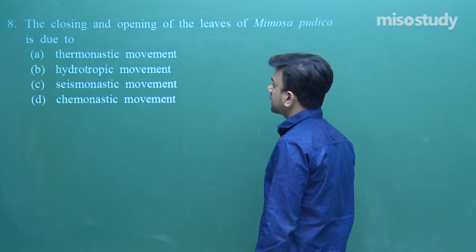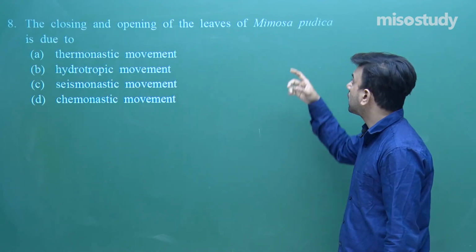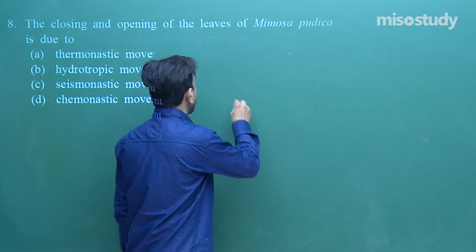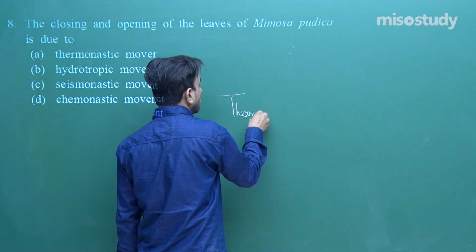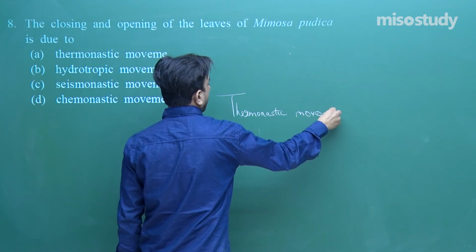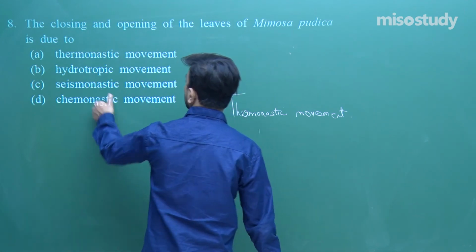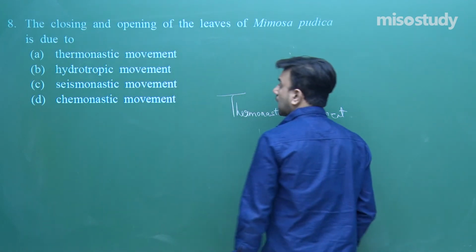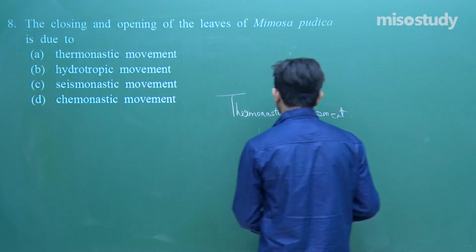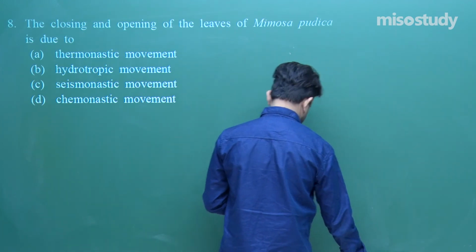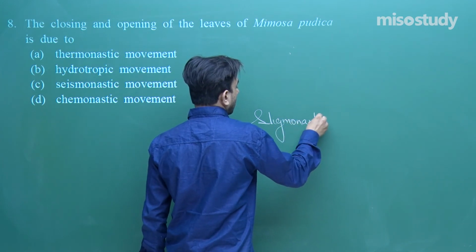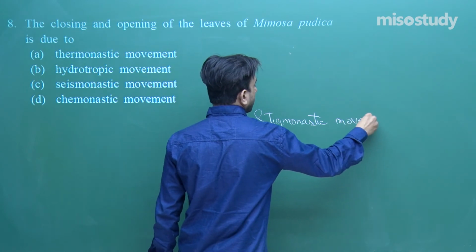Let's now move on to the next question. The closing and opening of the leaves of Mimosa pudica, the touch me not plant, is due to the thermonastic movement, or we can say basically it is a seismonastic movement.